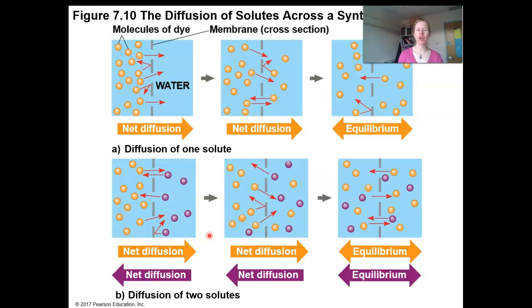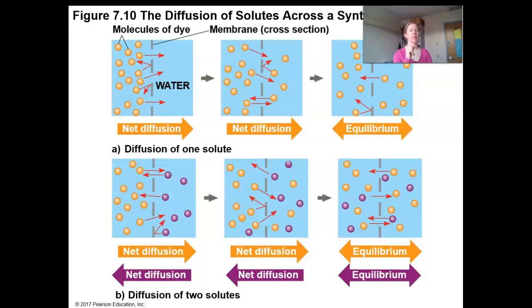So notice it's not just the concentration of molecules, but it is of those specific molecules. So our equilibrium is reached when there's more or less the same number of purples on both sides and more or less the same number of yellows on both sides. So that's important to understand.